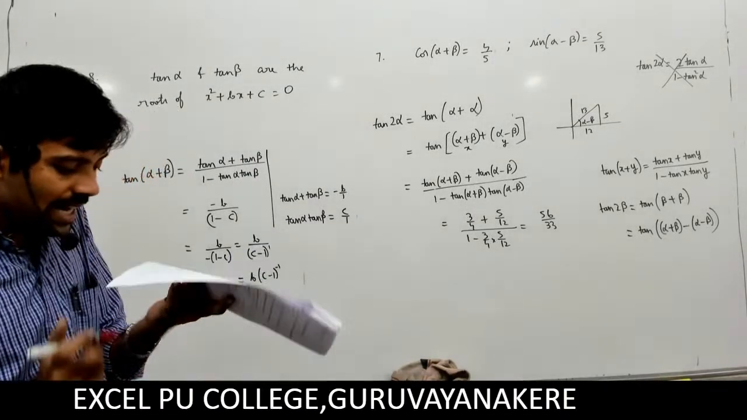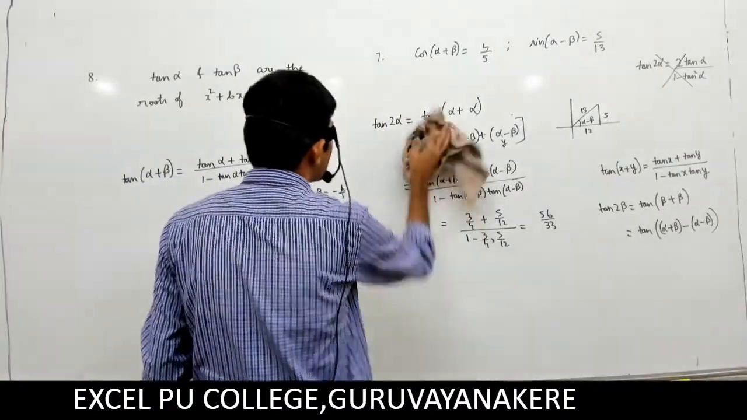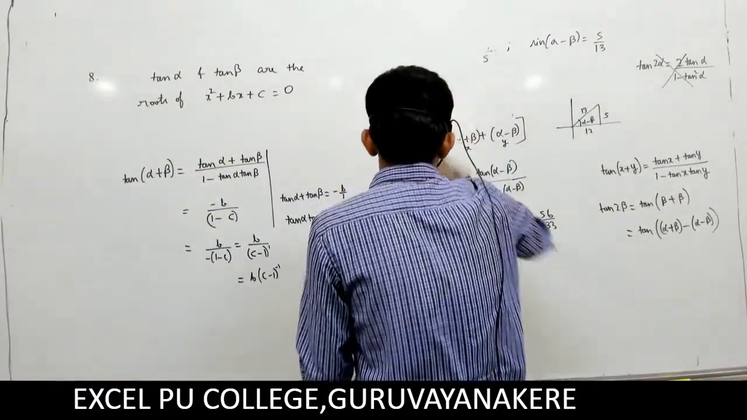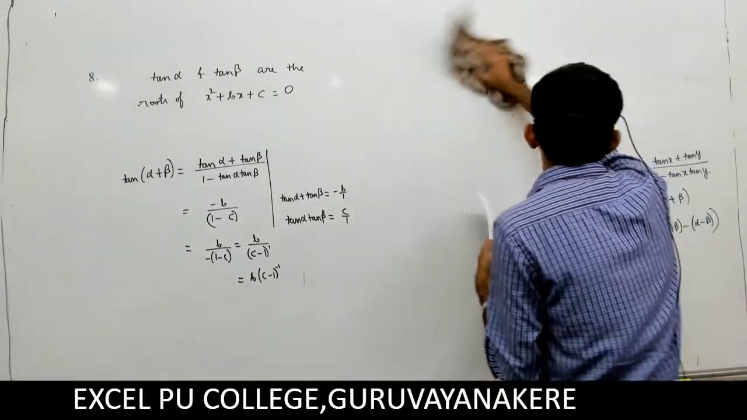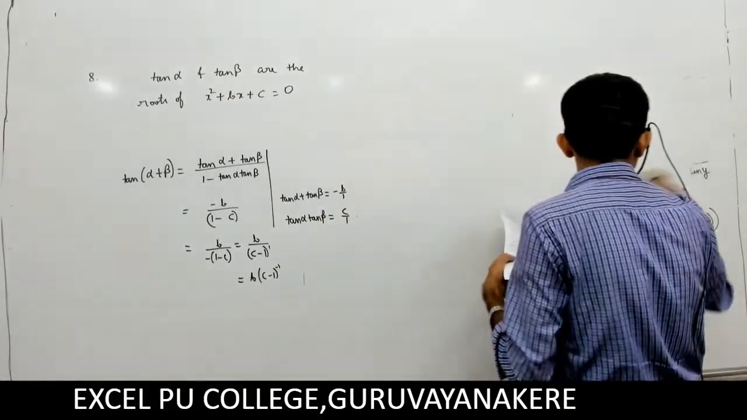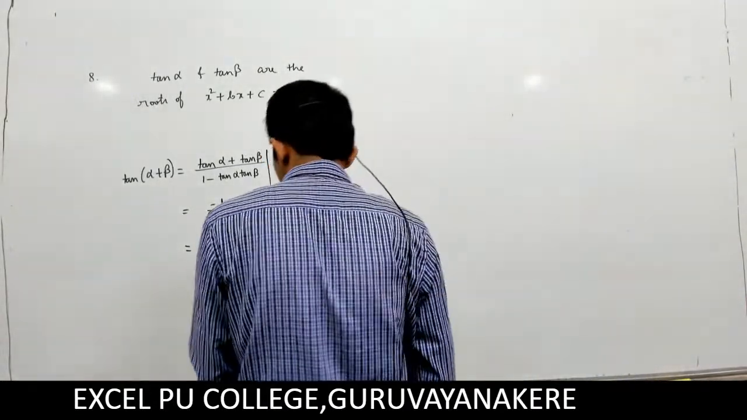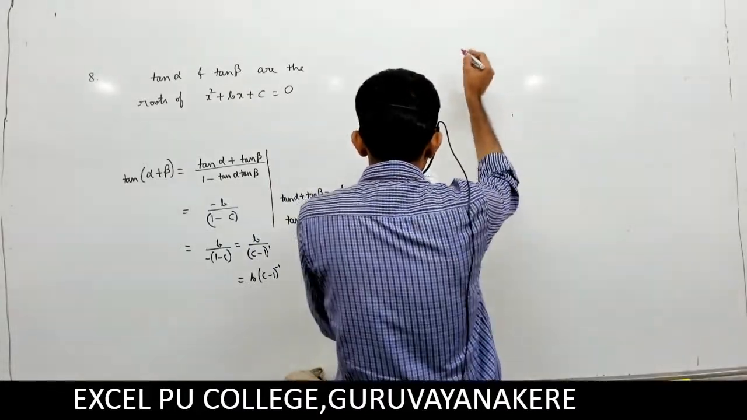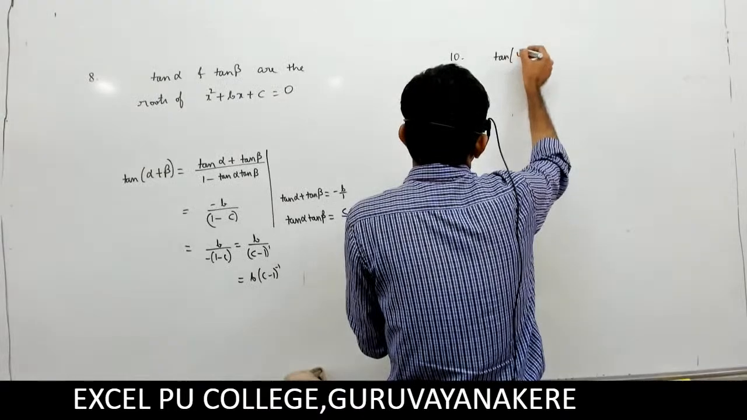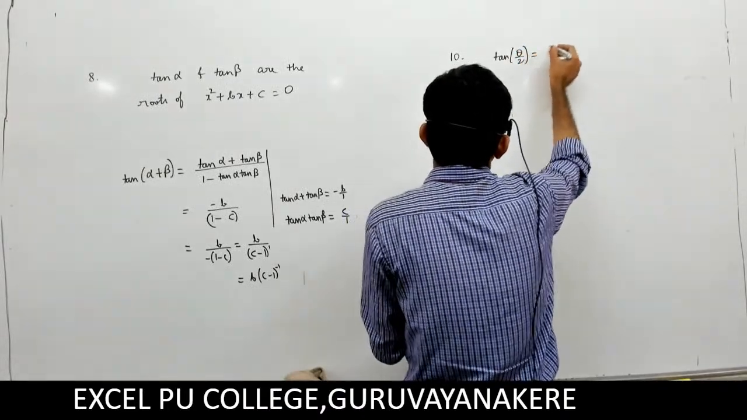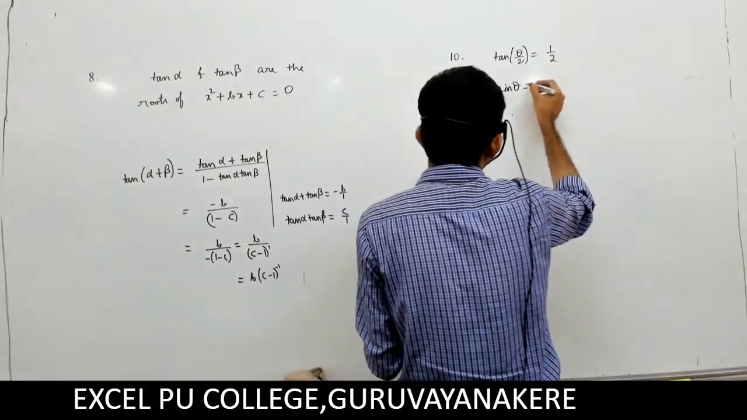The 10th one is, see, tan theta by 2 is given as half. We need to find the value of sin theta. Tan theta by 2 is equal to half. What is the value of sin theta?